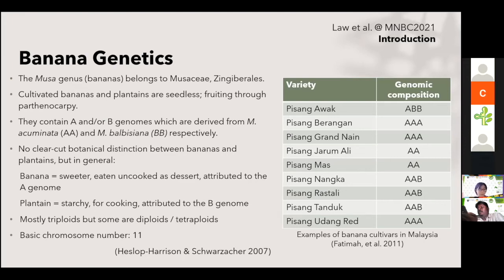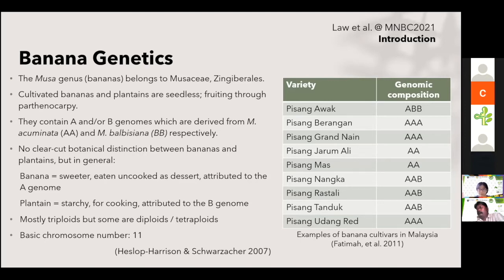Basically, the general belief is that the A genome arose from acuminata, and the B genome arose from balbisiana. But for the edible bananas and plantains, there is no clear-cut botanical distinction. In general, the so-called banana is the sweet dessert banana, and the plantain is the cooking banana. Most of them are triploids, some of them diploids and tetraploids. The basic chromosome number for banana is 11.